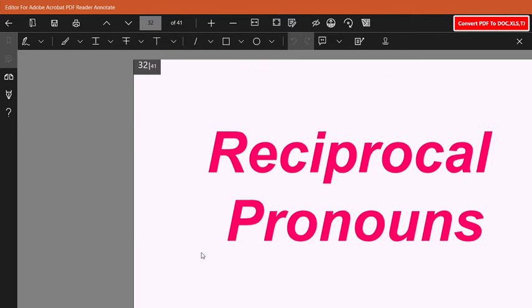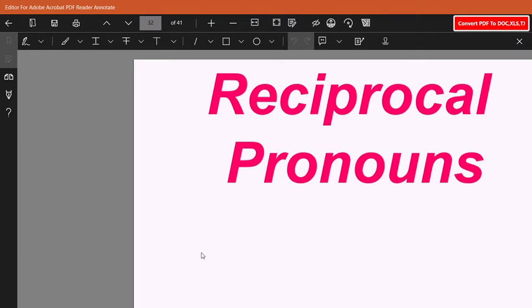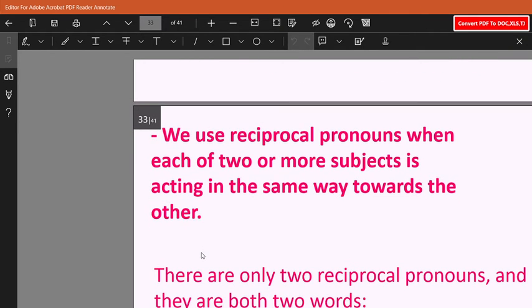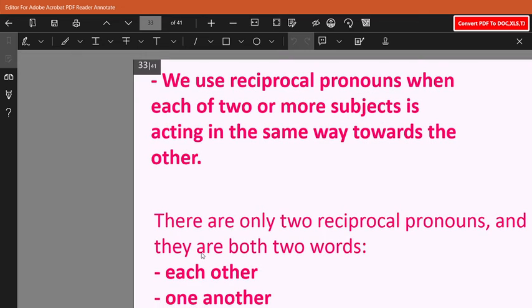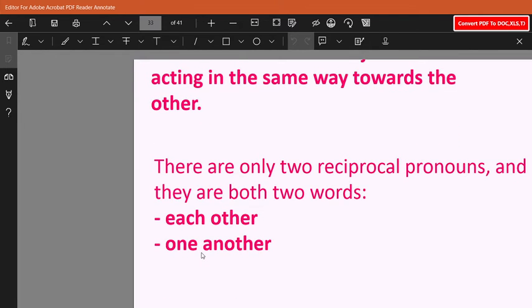Next comes reciprocal pronouns. This is very funny. See, we use reciprocal pronouns when each of two or more subjects is acting in the same way towards the other. Now see the example here. There are only two reciprocal pronouns, each other and one another. Often we make numerous mistakes in using these two reciprocal pronouns.